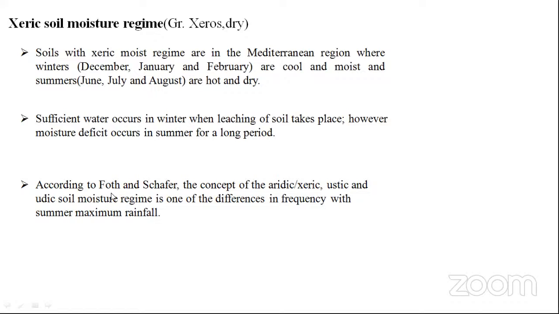Mostly there are concepts of aridic, xeric and ustic. Udic soil moisture is one that differs, with infrequent summer maximum rainfall. So this type of soil moisture regime we can see depends upon the climate, soil moisture, rainfall, etc. Based on these two, summer and rainfall, the conditions are decided. So these are xeric moisture conditions mostly.